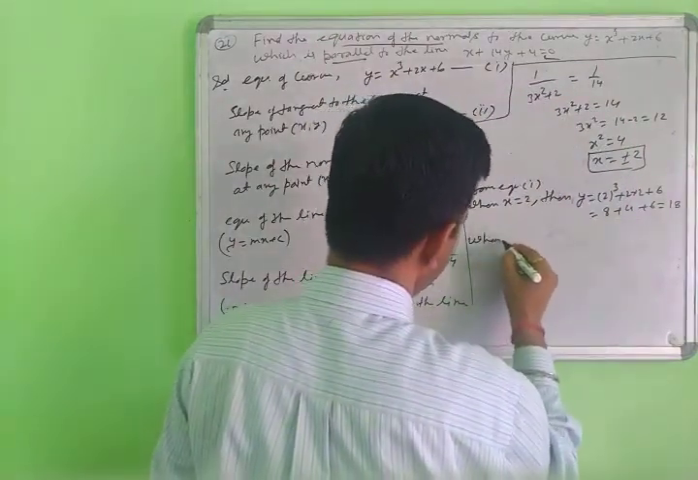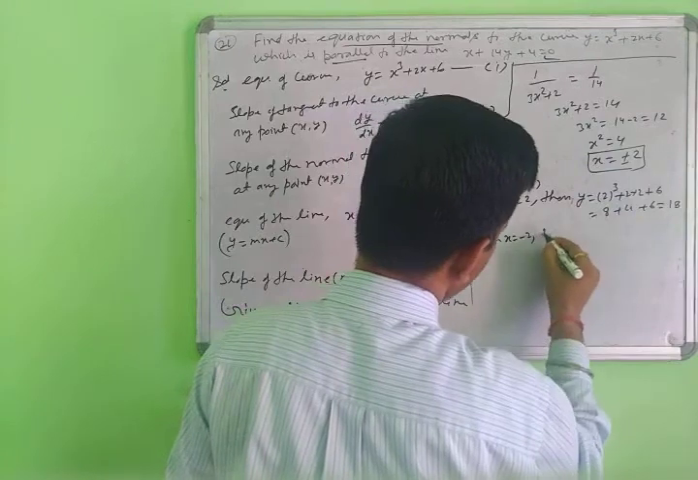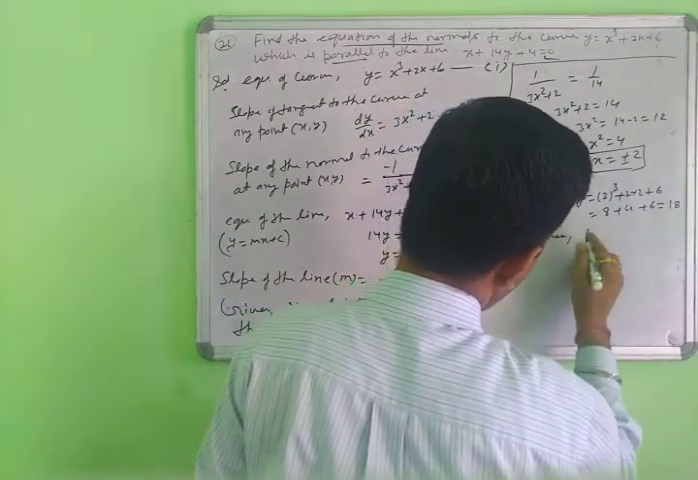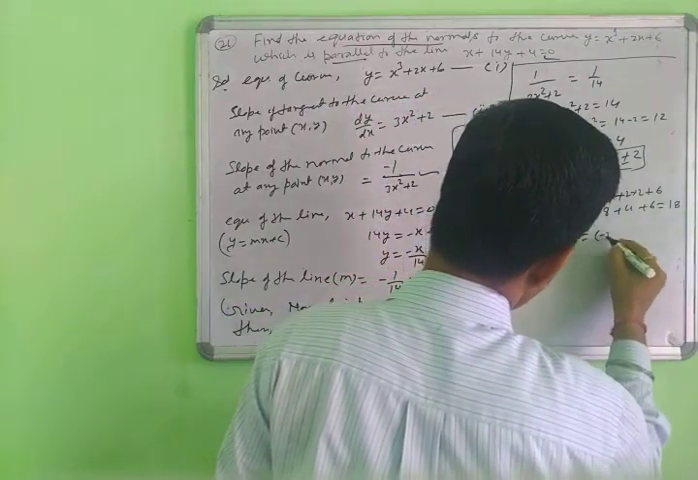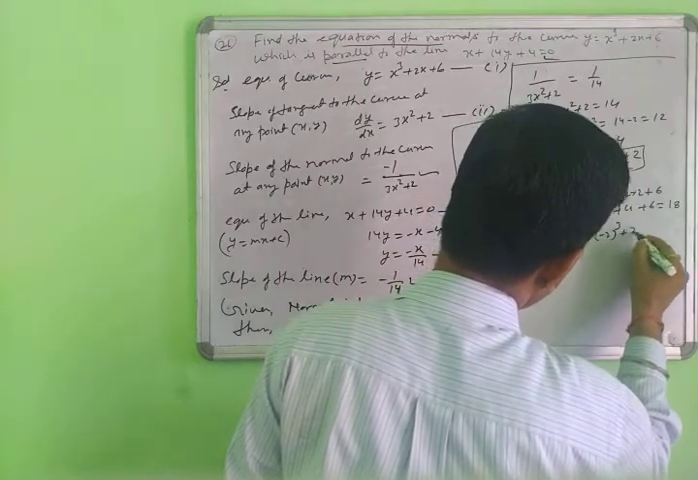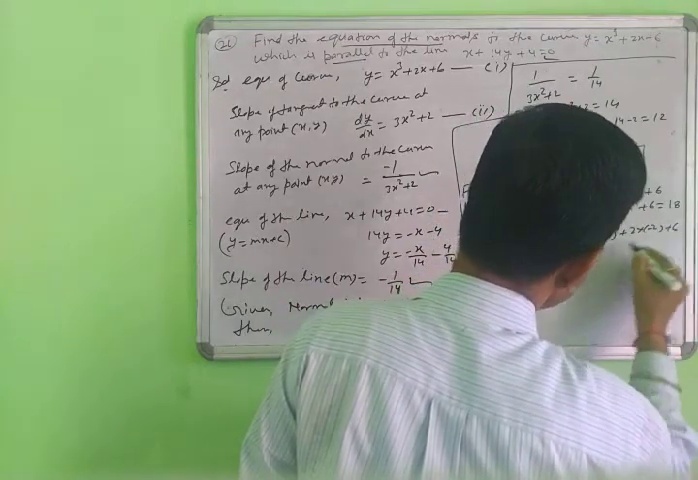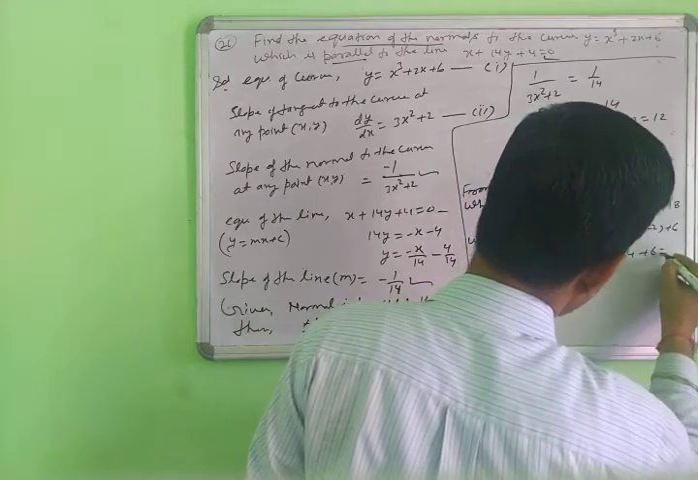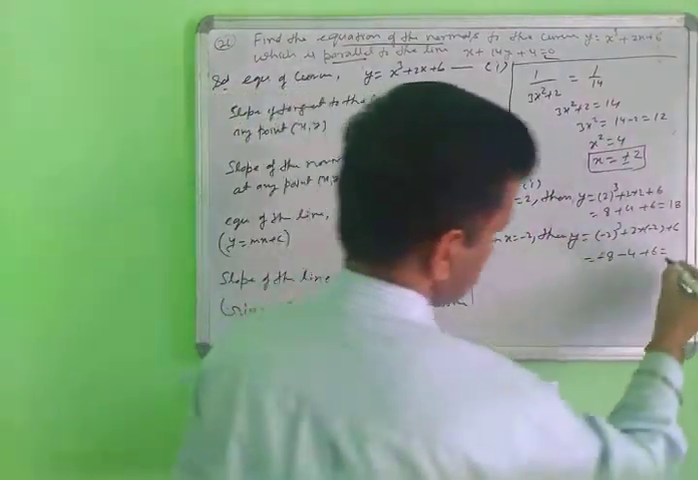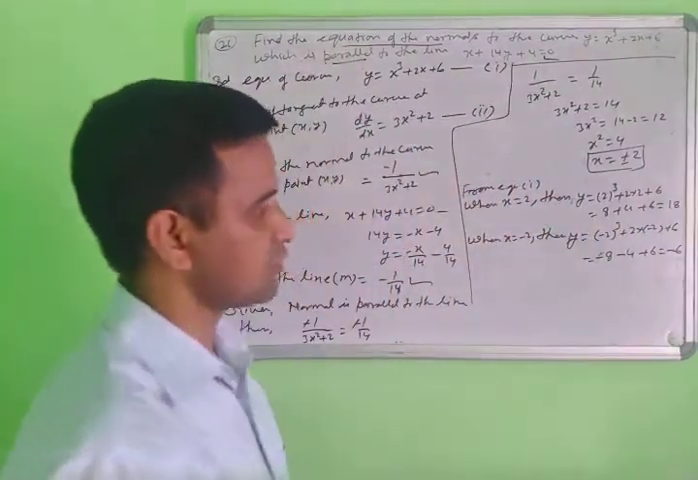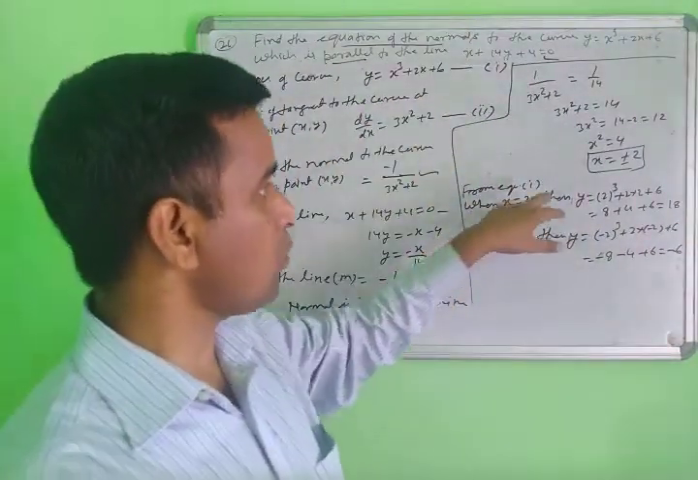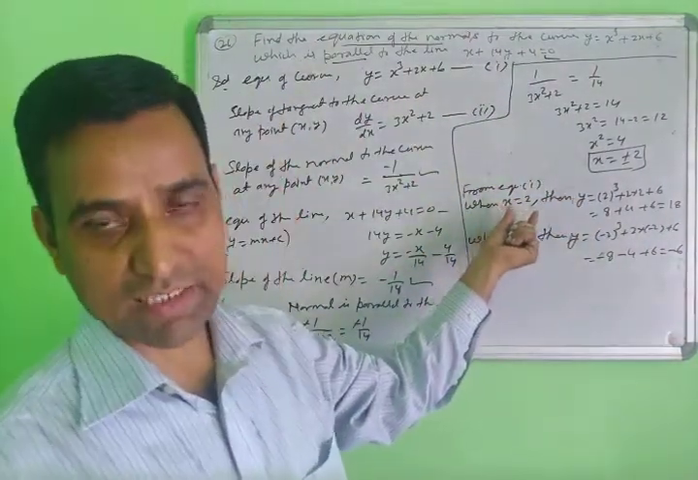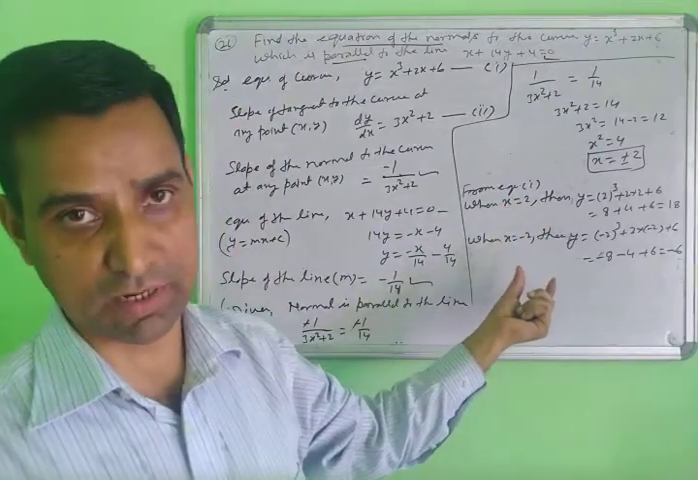When x equals minus 2, then y equals minus 2 cube, plus 2 into minus 2, plus 6. So we have minus 8, minus 4 plus 6. What are you getting? Minus 6. And lastly we get minus 6. It means two points here: two values of x and two values of y, which means two normals here.